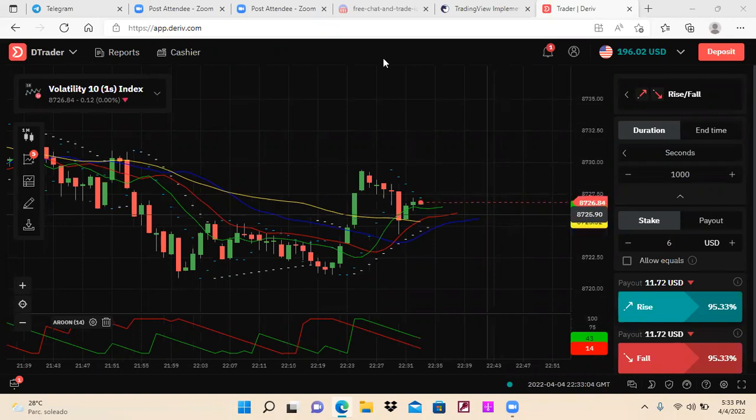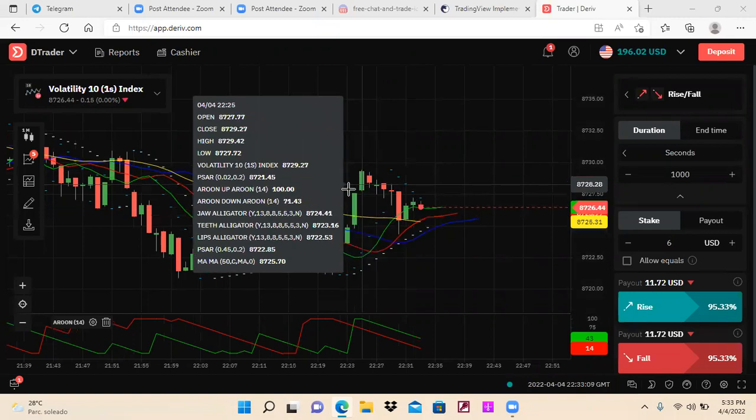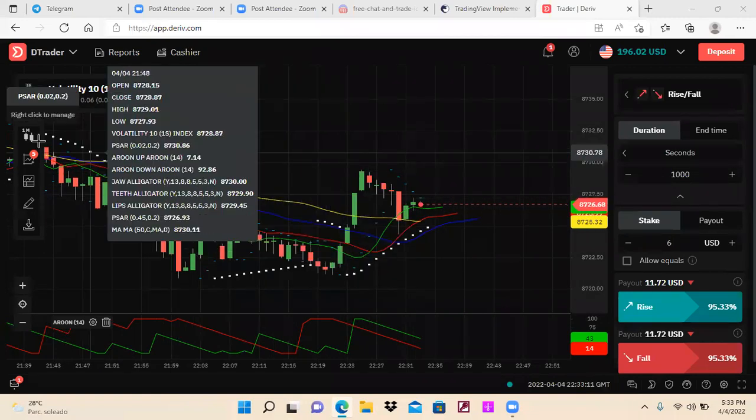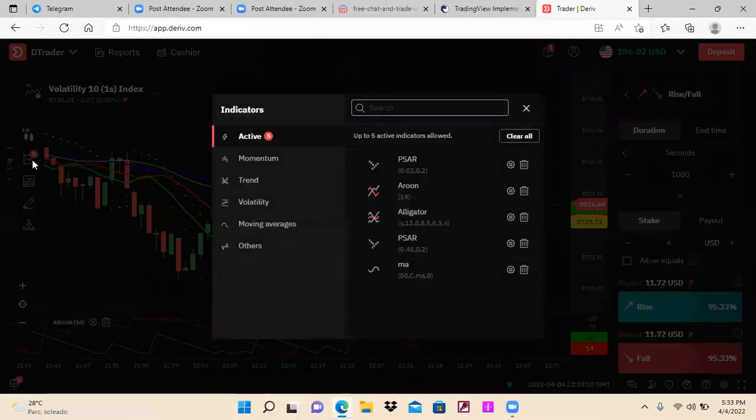Okay, perfect. So we're recording this session so we can understand the whole process of binary with Deriv. We're going to use some indicators. If you're not using a computer, it may be hard to find, but not to worry, once you plug in on the session, we will provide these indicators. So we have the parabolic, Aaron, alligator, and we also have another parabolic and the moving average. That moving average is moving average 50.